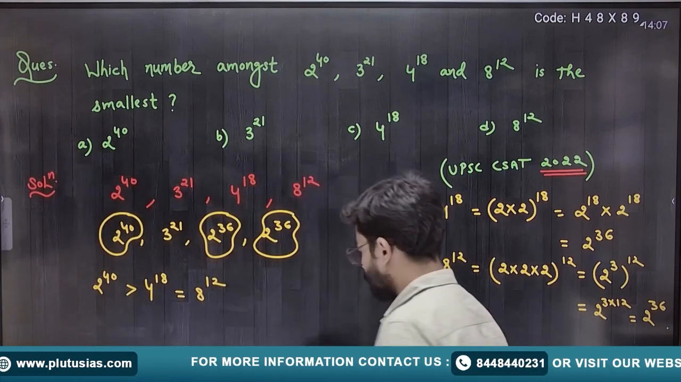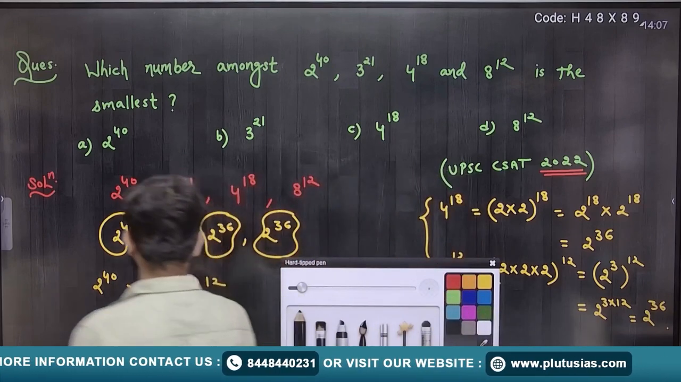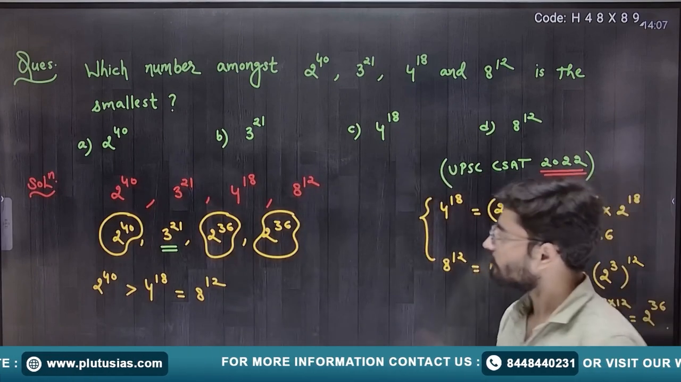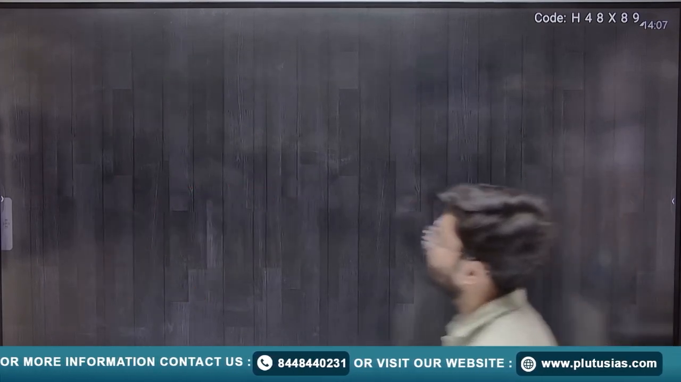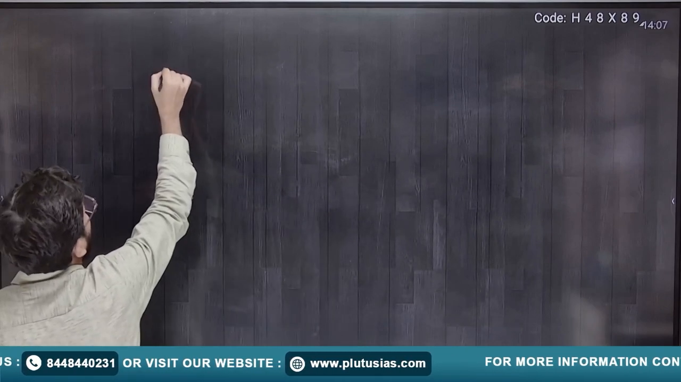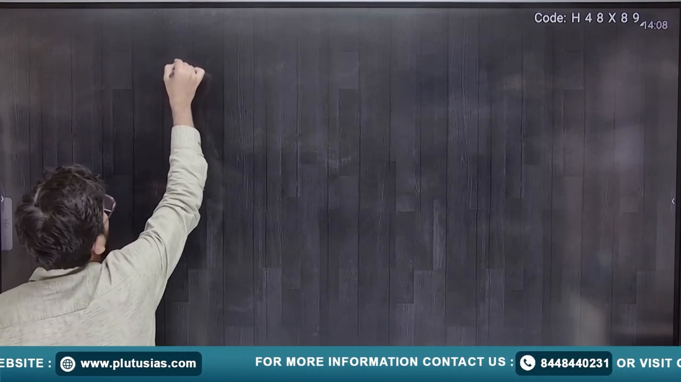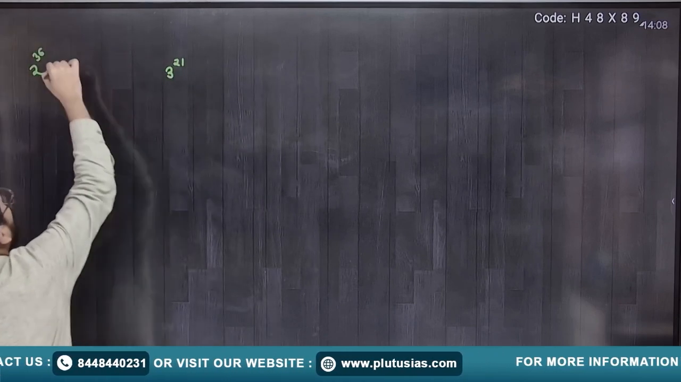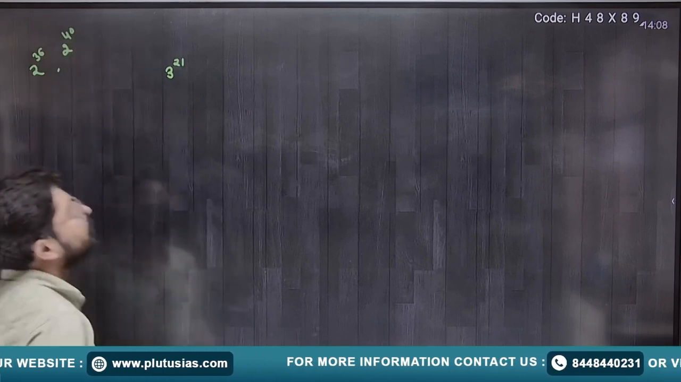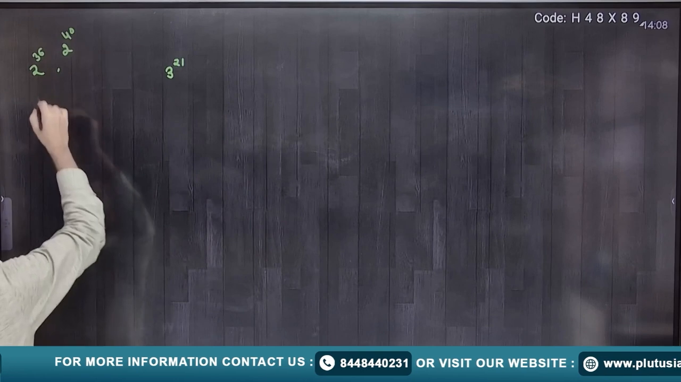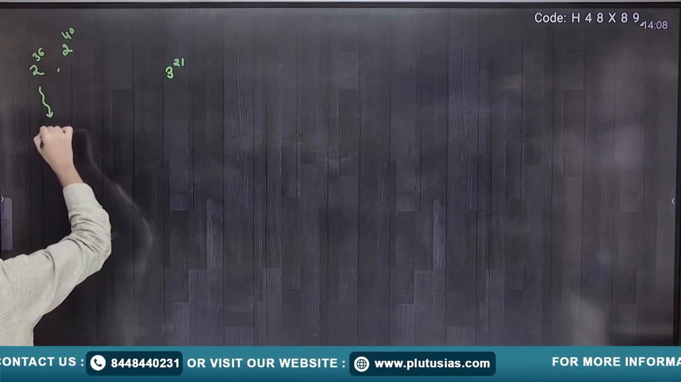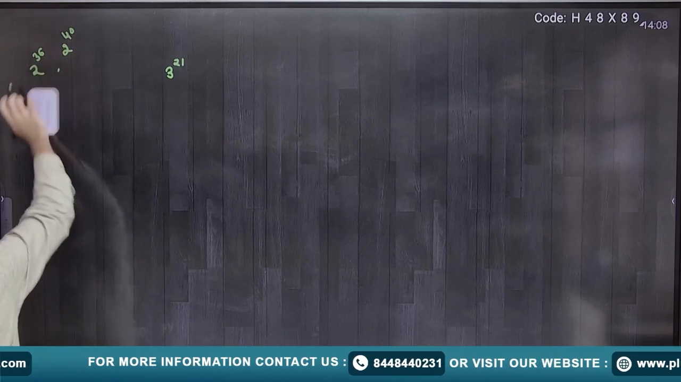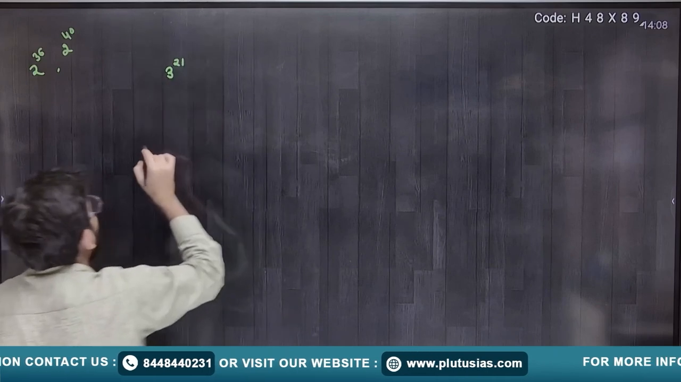Now, sir, but the problem is where? The problem is in this one, because here the base is different. You have to observe it like this: 3 power 21 you have, and on that side you have 2 power 36 and 2 power 40. Now, if you take 2 power 36, that can be written as 2 power 5. Why am I writing it like that? That's also important. So just observe the powers of 3.